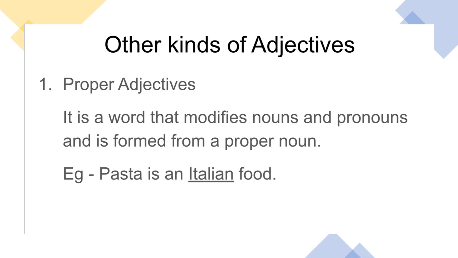For us to understand, let us look at the example. Pasta is an Italian food. Here we know that Italian is formed from a proper noun and it talks about pasta. In this example, it talks about a particular food that originates from Italy. So it is known as pasta is an Italian food.